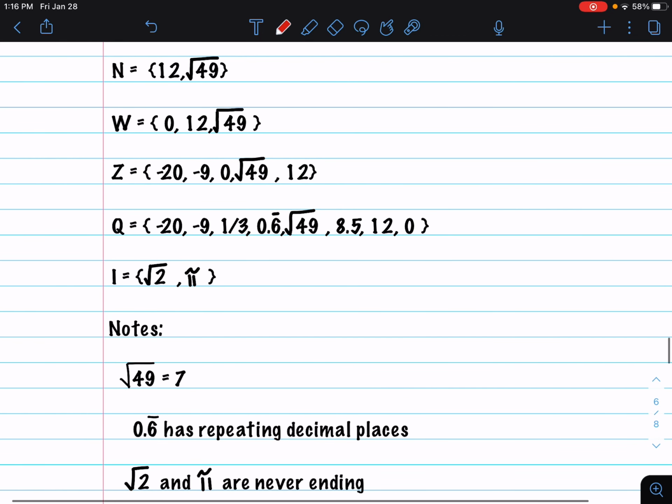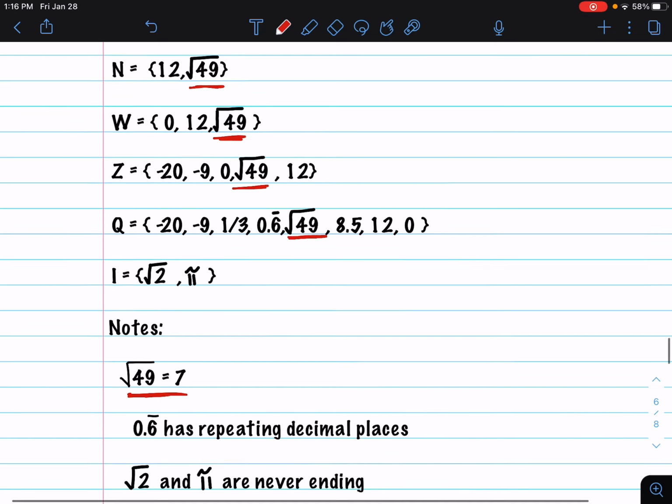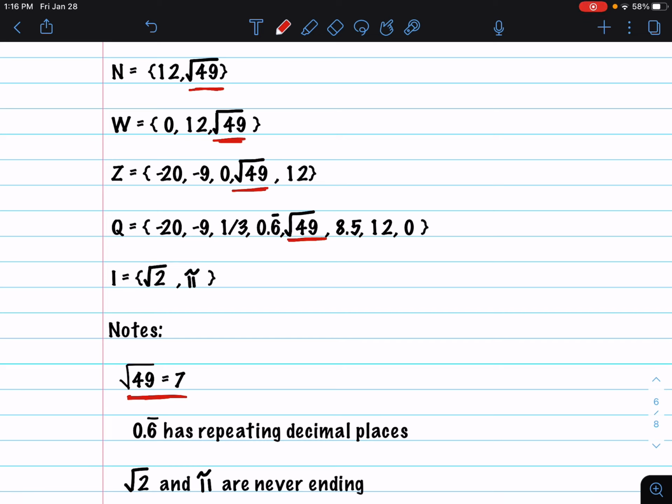So here are our answers, and our first note is that root 49 equals 7, so it is a natural number. All natural numbers are whole numbers. All whole numbers are integers. All integers are rational numbers. And it's not an irrational number because it's a rational number. Next, we have 0.6 repeating. Although 0.6 repeating is infinite, it is also repeating, so it is a rational number.